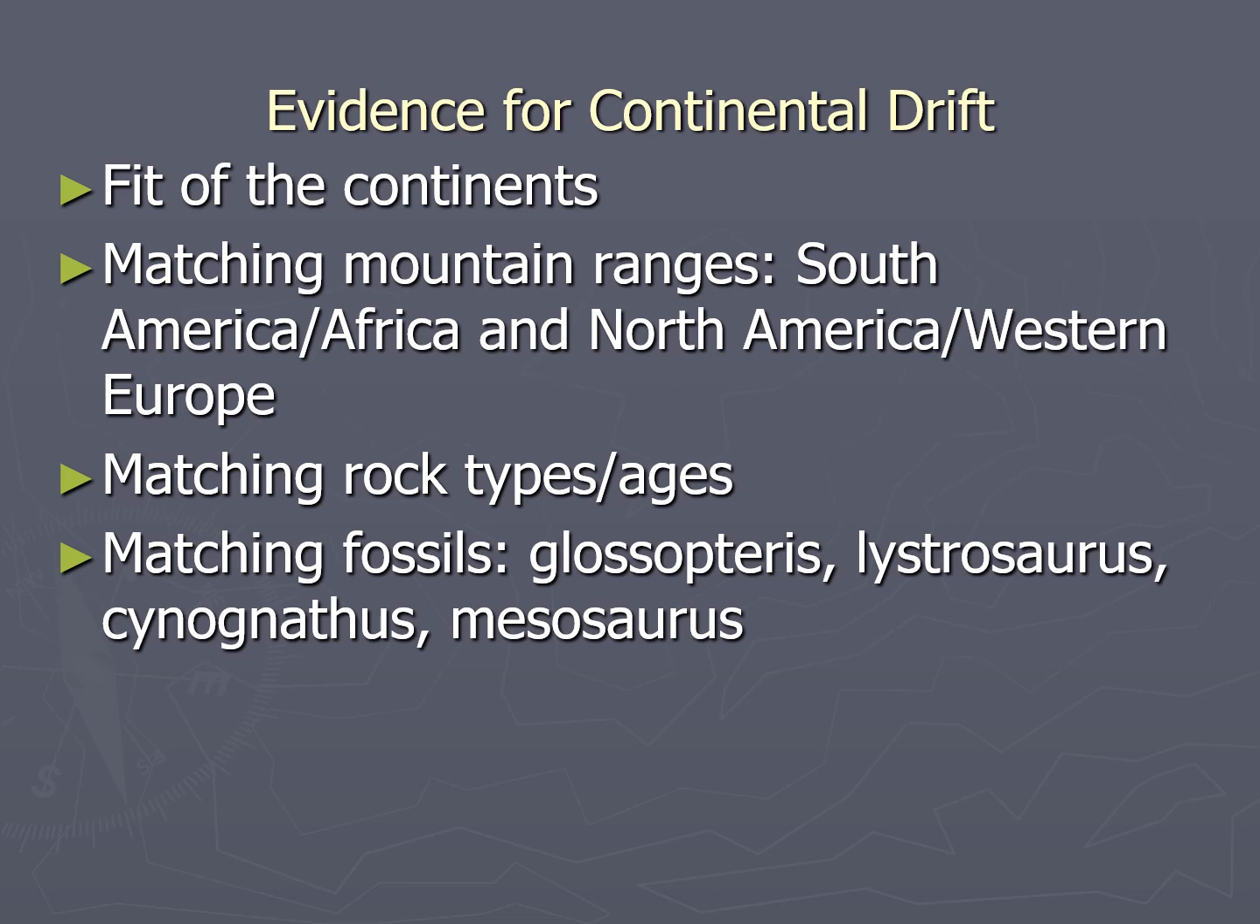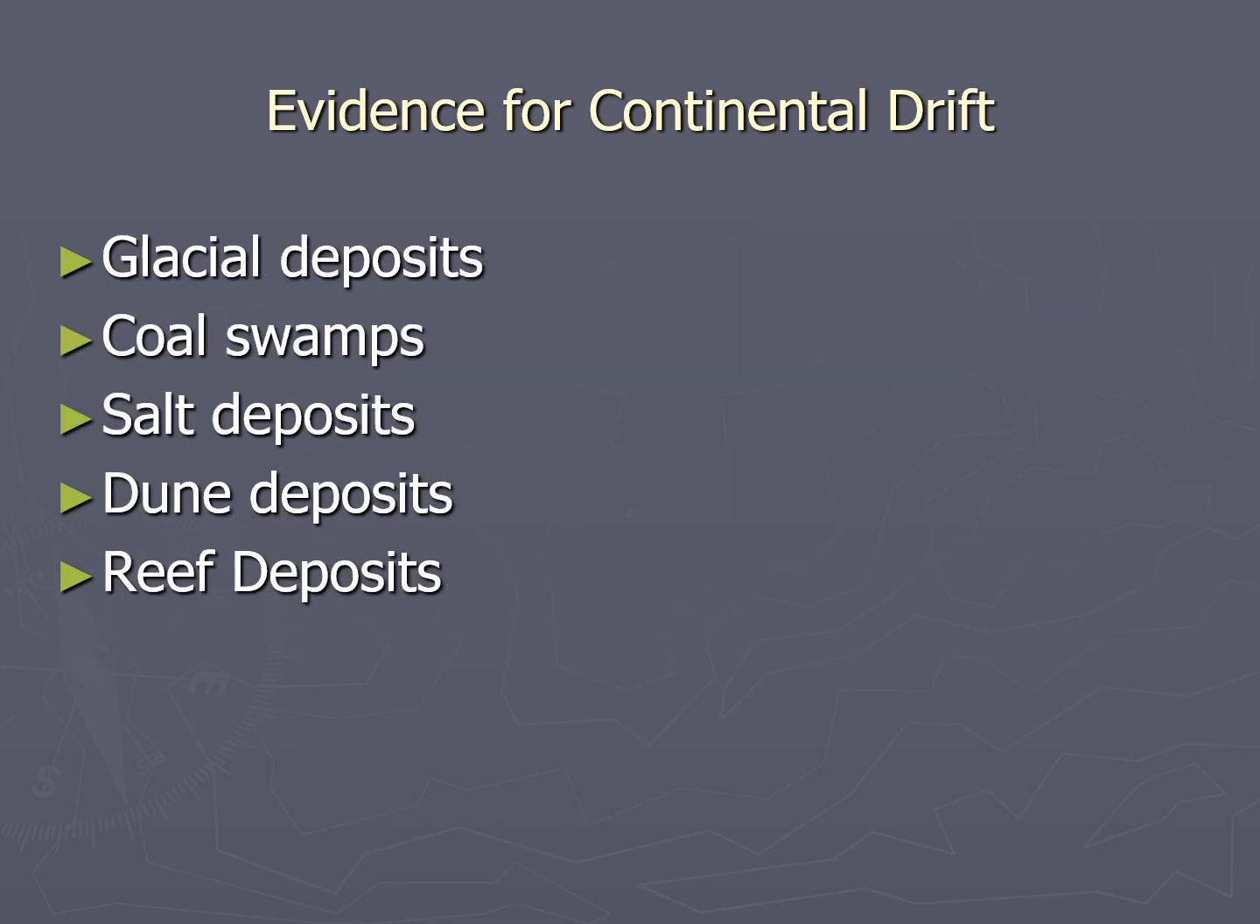Also, there were fossils of many land-dwelling organisms that could not swim across oceans. And these organisms, such as Glossopteris, Lystrosaurus, Cynognathus, and Mesosaurus, were found on, in particular, most of the continents that made up Gondwana. Okay, more evidence for continental drift. We found matching glacial deposits from past glaciers, matching coal swamps, matching salt deposits, matching dune deposits, matching reef deposits. Wegener's evidence is in one of our video lessons.